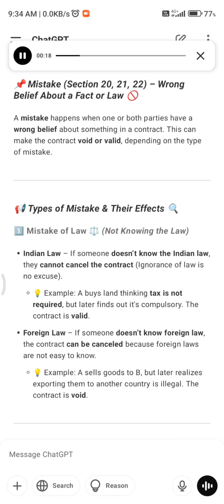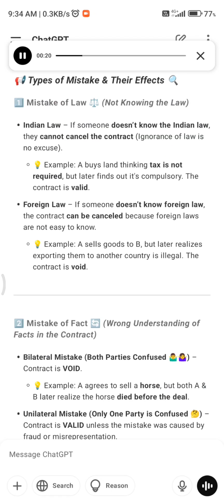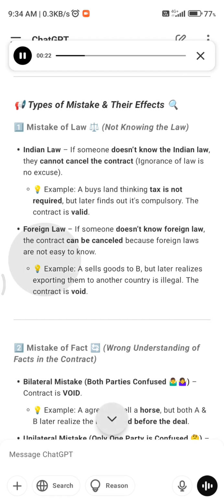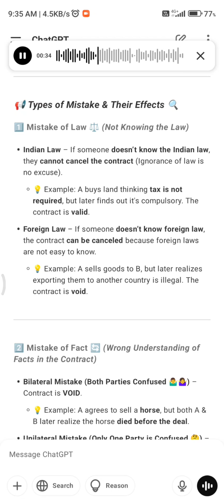Types of mistake and their effects. 1. Mistake of law. Not knowing the law. Indian law: if someone doesn't know the Indian law, they cannot cancel the contract. Ignorance of law is no excuse. Example: A buys land thinking tax is not required, but later finds out it's compulsory. The contract is valid.